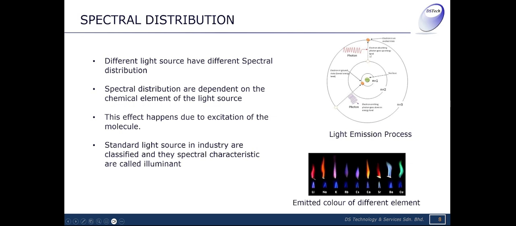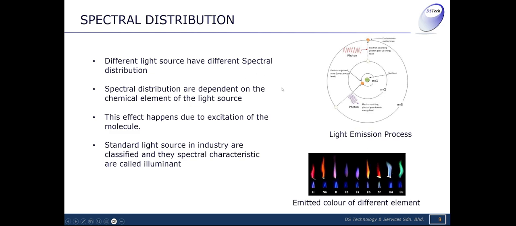When the electron jumps back to its ground level, a photon is emitted, and this photon is what gives out the color of the flame here. Okay, why does it have different colors of flame?